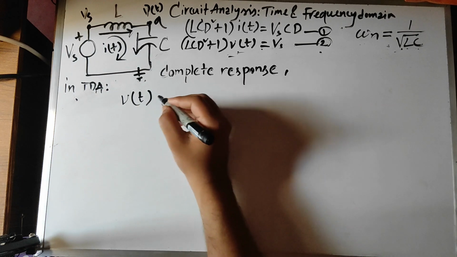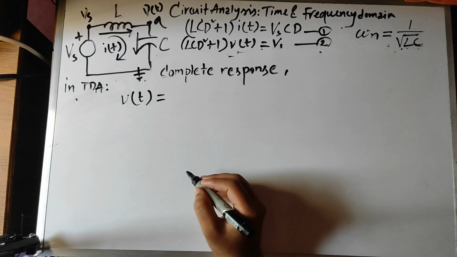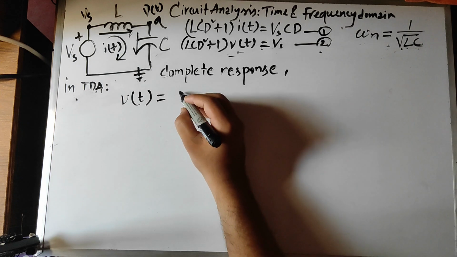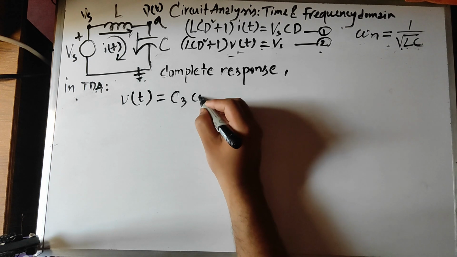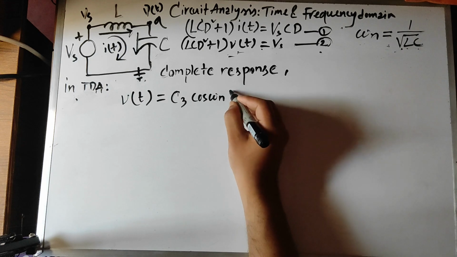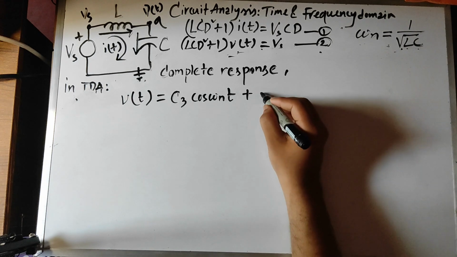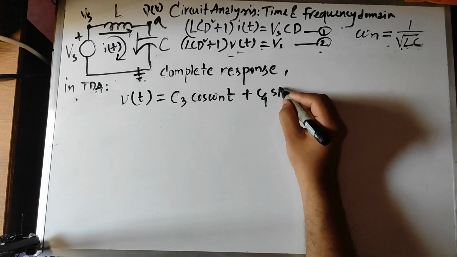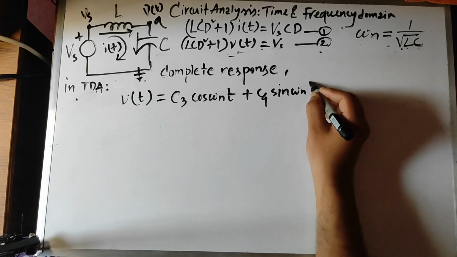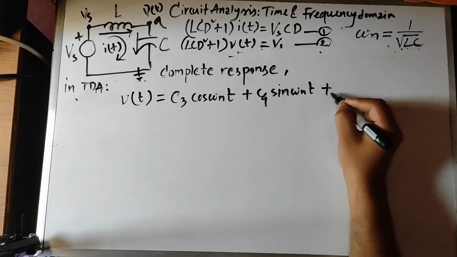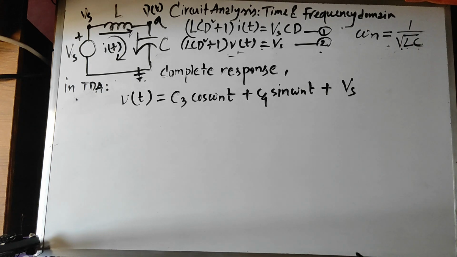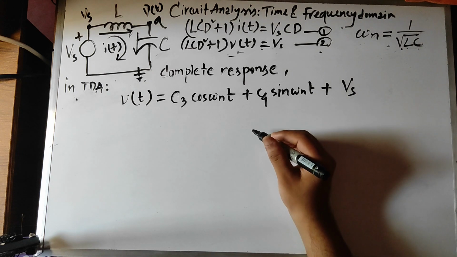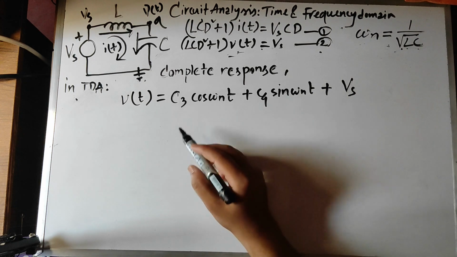So the complete response, the voltage, is C3 cos omega n t plus C4 sin omega n t plus Vs. Now what's left for us is to find the arbitrary constants.